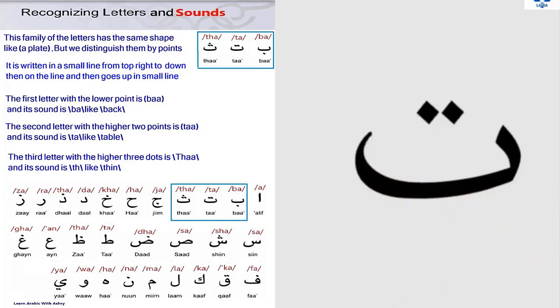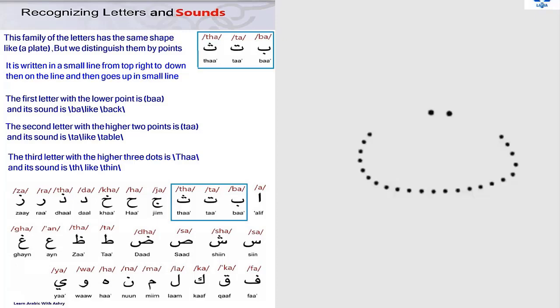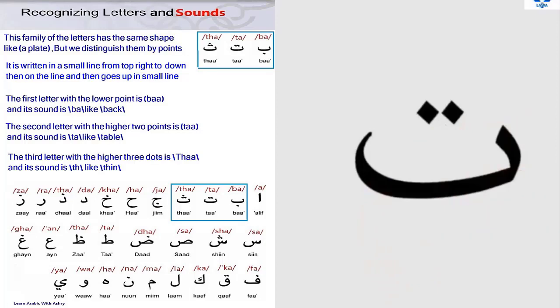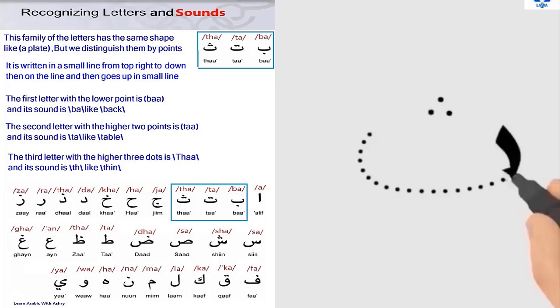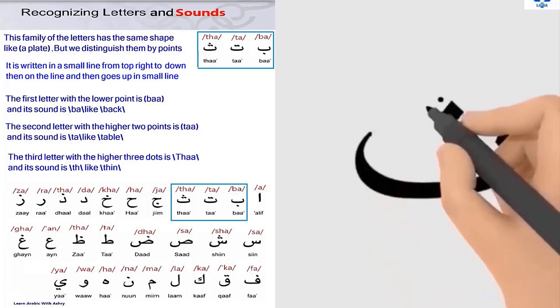The second letter is ta, and it sounds like ta, like table. The third letter with the higher three dots is tha, and its sound is tha, like thin.